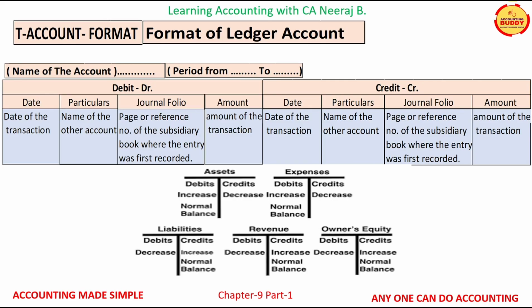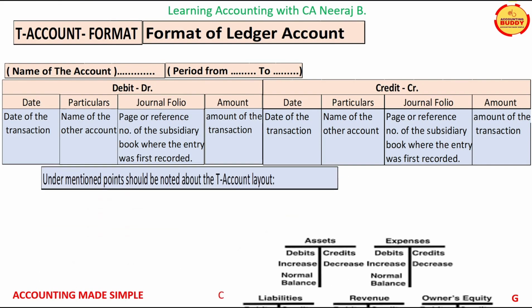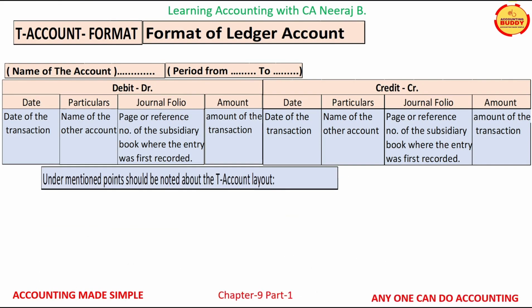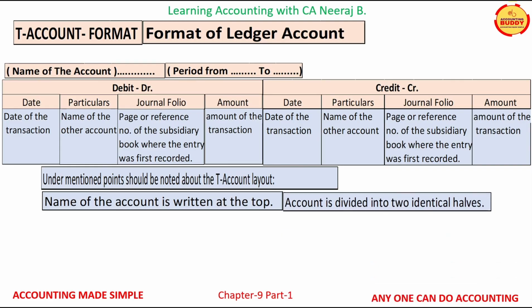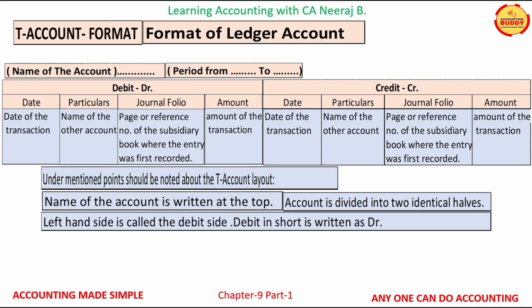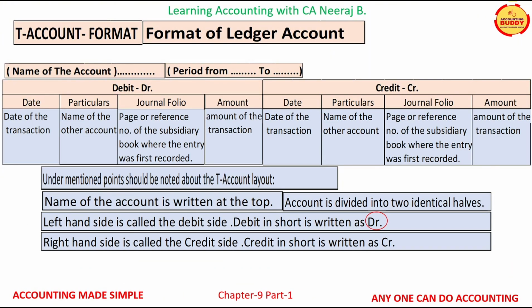To sum up, the points below should always be remembered about the T account. The name of the account along with the period is mentioned at the top of the T account. The account is divided into two identical halves. The left-hand side is called the debit side, in short written as DR. The right-hand side is called the credit side, in short written as CR.